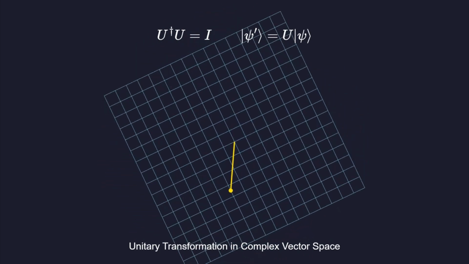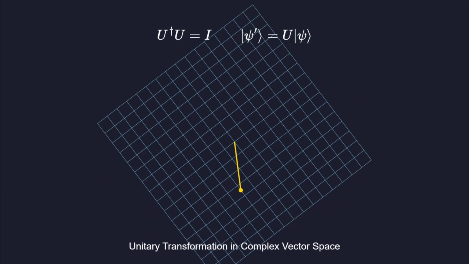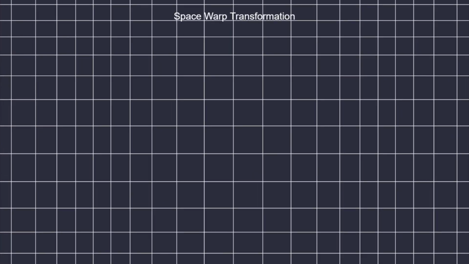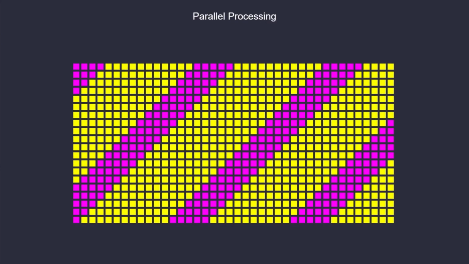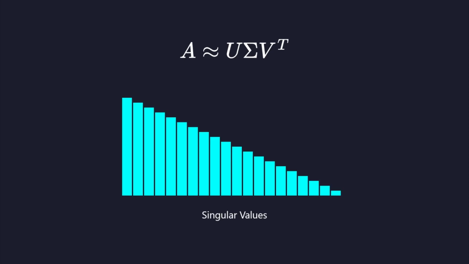In quantum mechanics, unitary matrices warp complex vector spaces while preserving the total probability. These transformations represent quantum gates, where the rotation of state vectors determines the outcome of a computation. Modern graphics processors are specialized hardware built specifically to perform these space warps billions of times per second. Every frame of a video game is the result of massive matrix multiplications occurring in parallel.